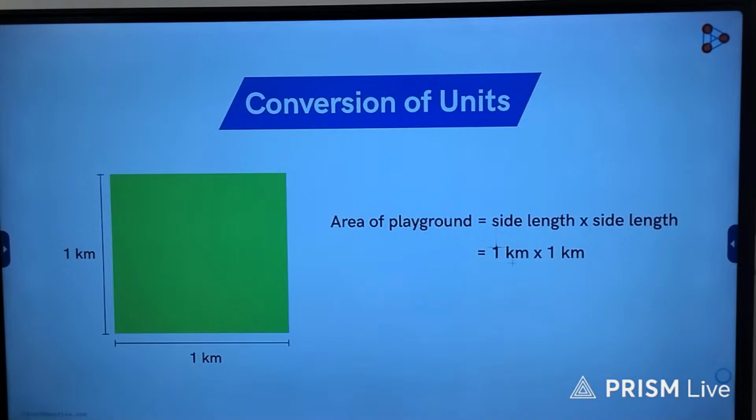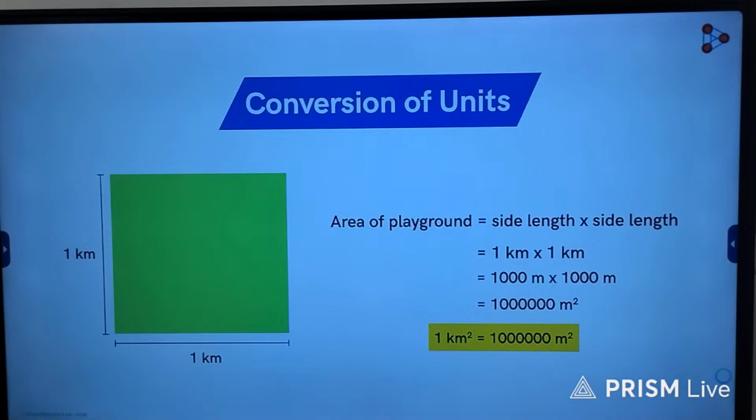We know that 1 kilometer is equal to 1000 meters. So, if we replace 1 kilometer by 1000 meters in this formula, we get the area of the playground as 1 million meters square. This means that 1 kilometer square is equal to 1 million meters square. This is known as the basic unit conversion of the kilometer square to meter square.